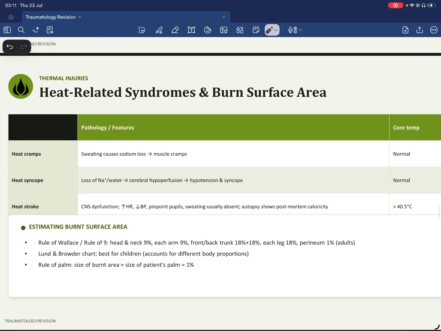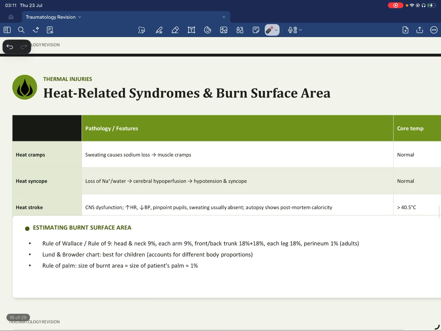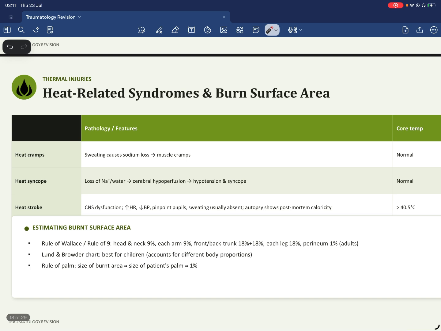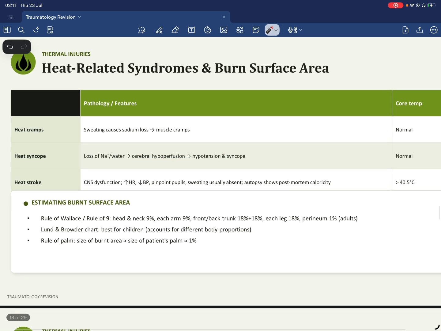Heat-related syndromes: we have heat cramps, heat syncope, and heat stroke. Heat cramps are caused due to sweating causing loss of sodium, which leads to muscle cramps. Heat syncope is due to loss of sodium and water leading to hypoperfusion, leading to syncope. Heat stroke is caused when the body temperature is greater than 40.5 degrees Celsius. There is CNS dysfunction, increased heart rate, decreased blood pressure, pinpoint pupils, sweating is usually absent, and autopsy shows postmortem caloricity.